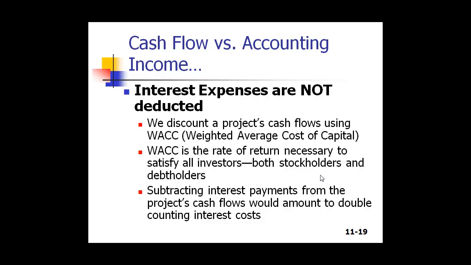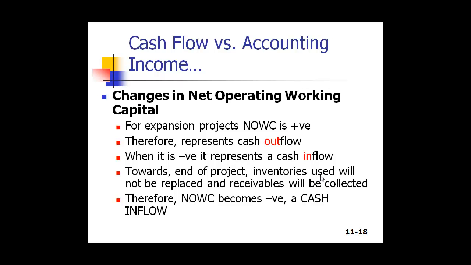So the whole point is explained here. For expansion projects, typically net operating working capital is positive, therefore this is an outflow. If it happens to be negative, when is that? A classic example would be at the end of the project. You have your inventory sitting there. What do you do at the end of a project? You sell it off. What will be the change in working capital? Working capital will come down. When that comes down, that generates cash, the assumption being you are selling the inventory for cash.